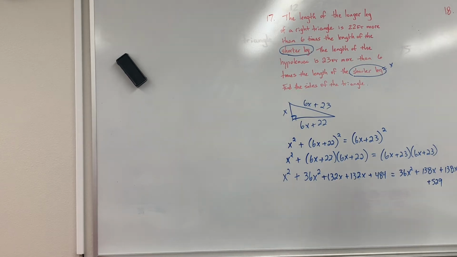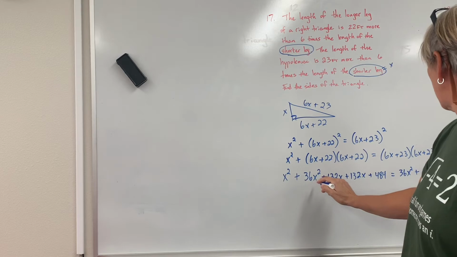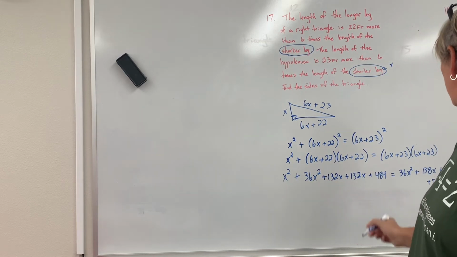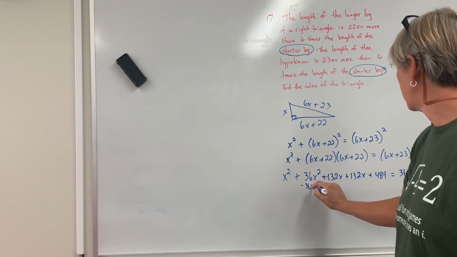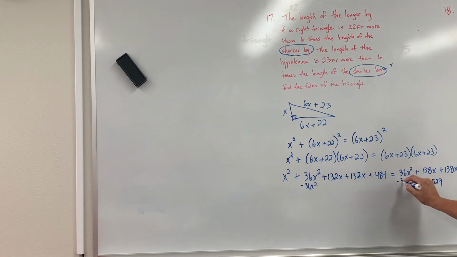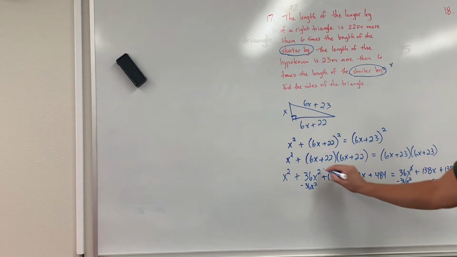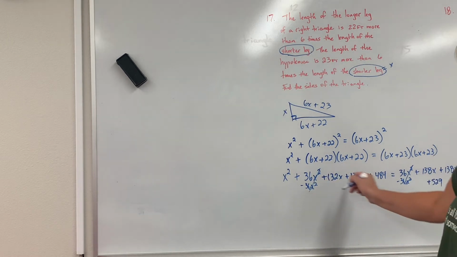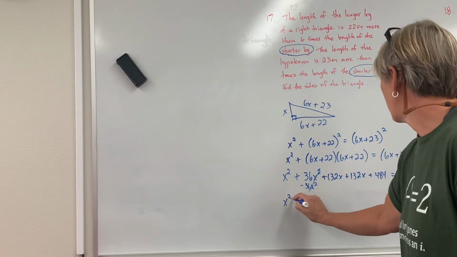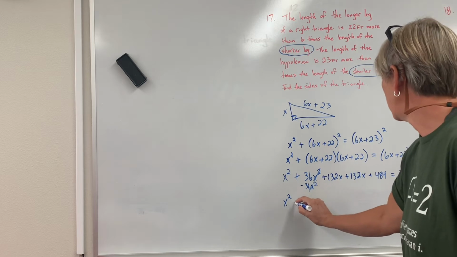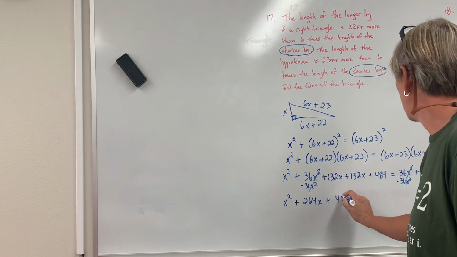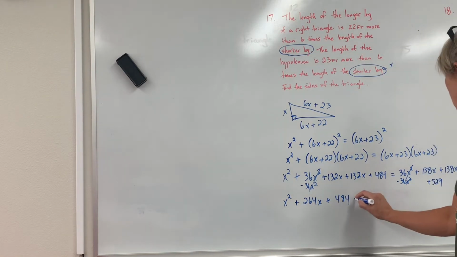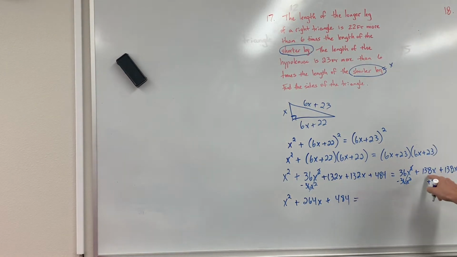Okay, so let's combine like terms on this side. Well, you can kind of do it a couple different ways. You could go ahead and subtract the 36x squared from both sides. That actually would be a little bit easier. And then let's clean this up a little. So we have x squared, 132 plus 132 is 264x plus 484 equals, what's over here?